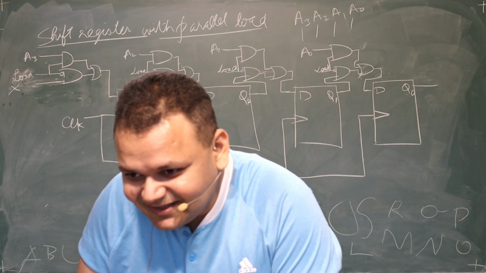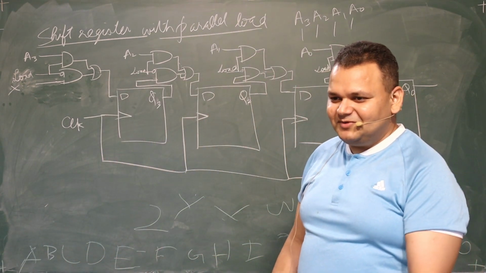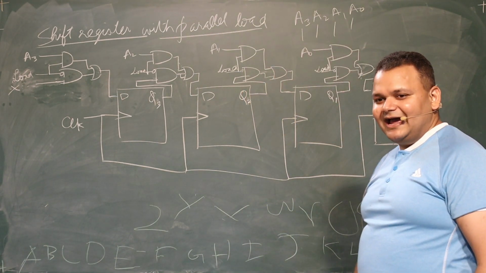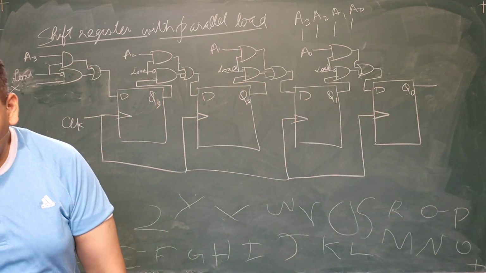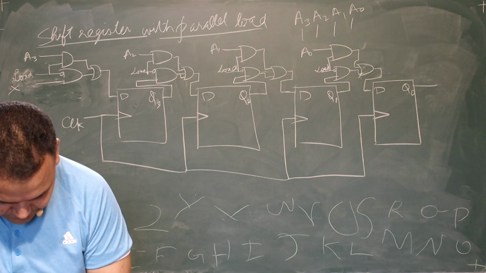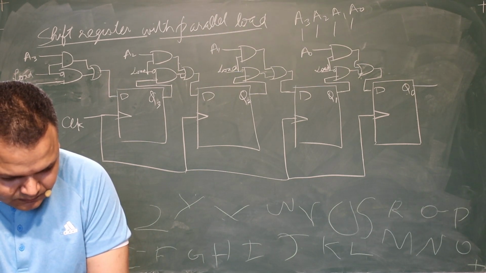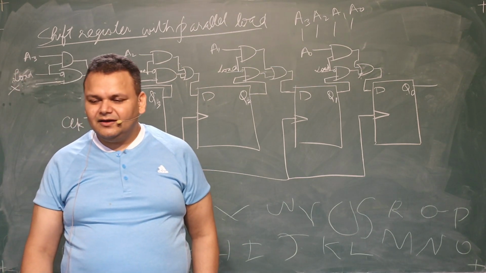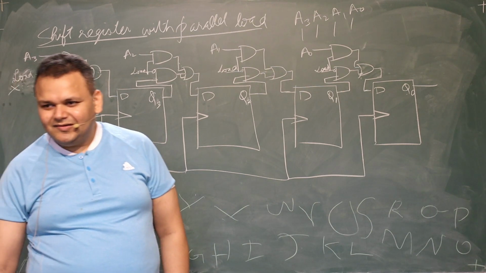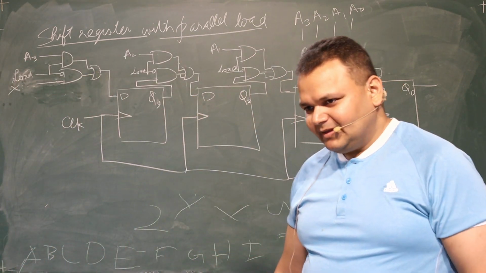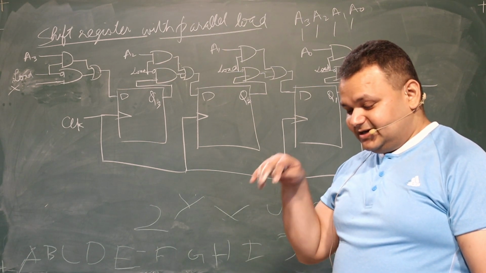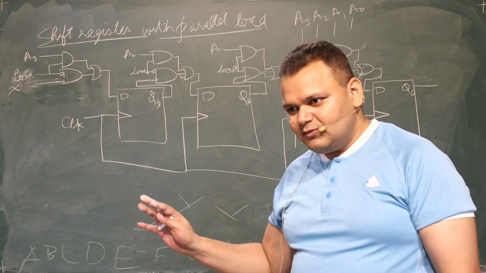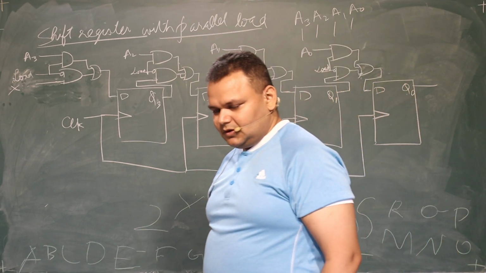Praful, go ahead. Sir, when load is 1, at that instant the output need not be reflected; it will be reflected in the next cycle. Yes, that is the point. We want it to be reflected at the next cycle, not immediately. We are not doing an asynchronous write; we are doing a synchronous write along with the clock. Okay, sir.